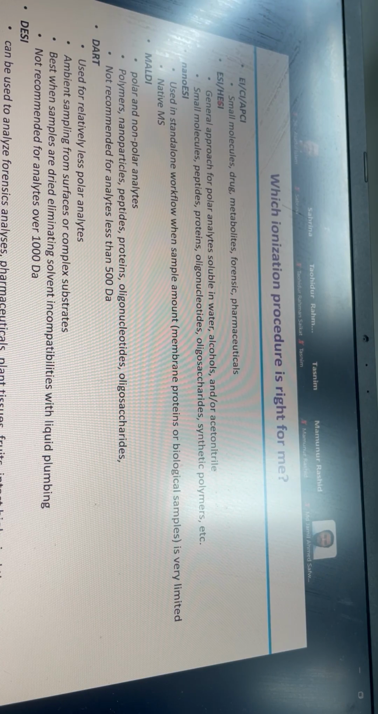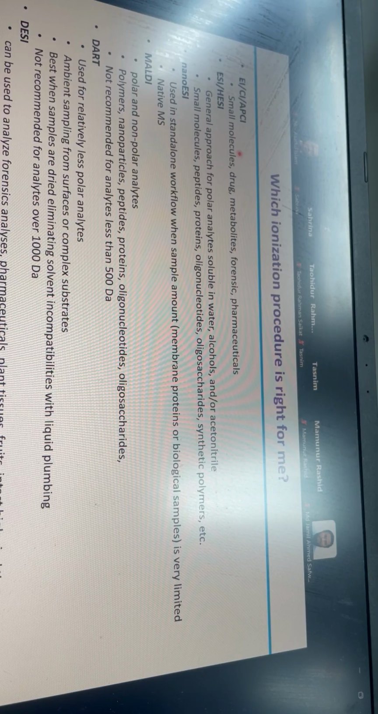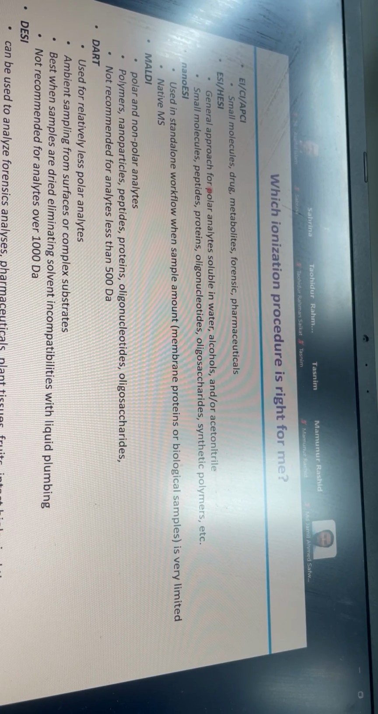If you have small molecule drug metabolites, maybe electron ionization or chemical ionization or atmospheric pressure chemical ionization would be more appropriate. ESI and HESI are for polar analytes, those soluble in water, alcohol and acetonitrile. For small molecules, peptides, and proteins, you can use ESI. If you have a biological sample but only a very tiny bit of sample, then you can use nano ESI.